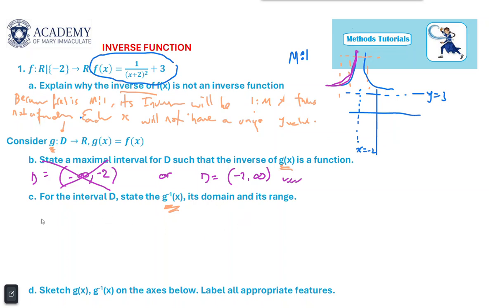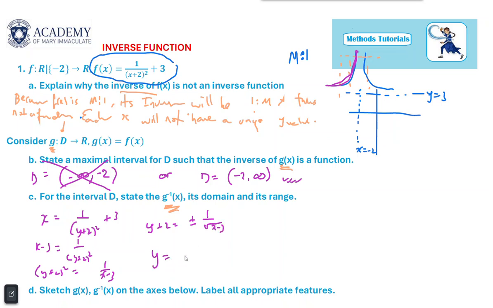So the inverse. x equals 1 on top of y plus 2 squared plus 3, which means x minus 3 equals 1 on top of y plus 2 all squared. y plus 2 all squared equals 1 on top of x minus 3. y plus 2 equals plus or minus 1 on the square root of x minus 3, which means that y equals -2 plus or minus 1 on the square root of x minus 3.